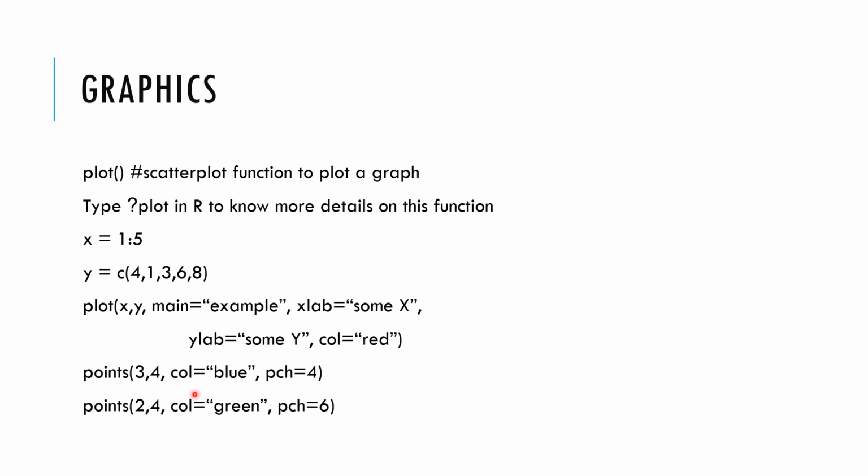Additionally, you can add different points by using this function, points. So this is the location or the coordinate of the x and y, and the color of that point is blue. COL stands for color, and PCH stands for the shape of that point. It could be circle, square, cross, or dot, or anything. Similarly, I plotted a second point, the coordinate is 2, x-axis is 2 and y-axis is 4, and the color is green, PCH. Let's see what happens.